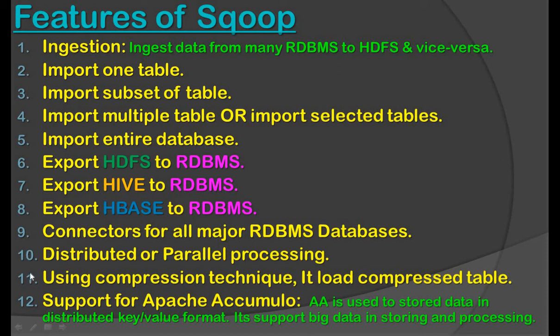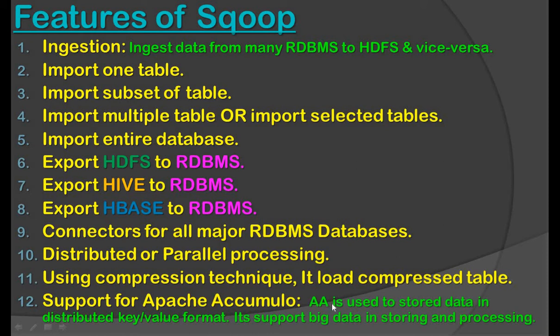The next feature is distributed or parallel processing. Sqoop provides parallel processing. And the 11th feature is using compressed technique. By using the compressed technique, it loads compressed data as well. And the 12th feature is support for Apache Accumulo. It provides support for Apache Accumulo.